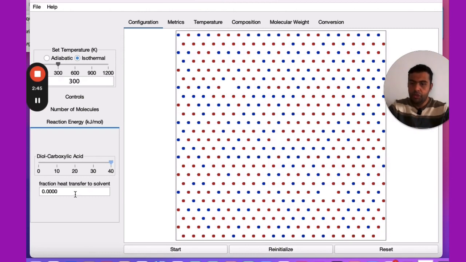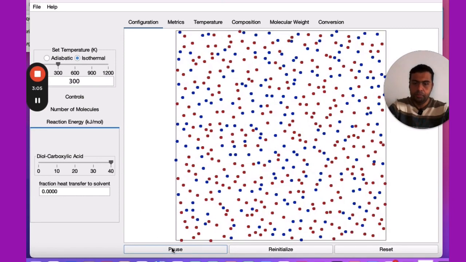And the fraction of heat transfer to the solvent, if we have a solvent. Today I'll not add any solvent, so we'll keep it at 0. So there will be no heat transfer to the environment around the reaction, so the system is kept adiabatic. So let's start the simulation and see what will happen.